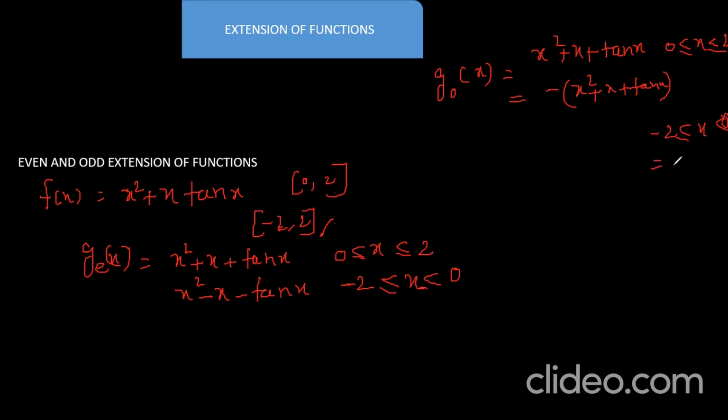Okay. So this is going to be f of minus x, minus f of minus x, and this is going to be f of x. That is, g o of x is equal to f of x for positive x, and f of minus x is equal to minus f of minus x. So it is going to be an odd function. Okay, very good. In this way, we can solve the question. Let us observe some more questions.